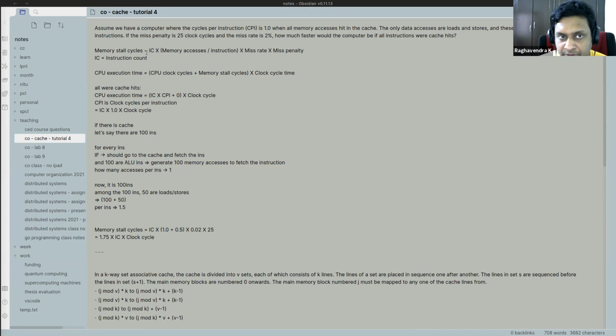So now I have the instruction count. How many instructions are there in the program? Memory accesses per instruction are 1.5. That's what I figured out. The miss rate is 0.02 and the miss penalty is 25. So the memory stall cycles is whatever this works out to, and now I plug this in here in the CPU clock cycles.